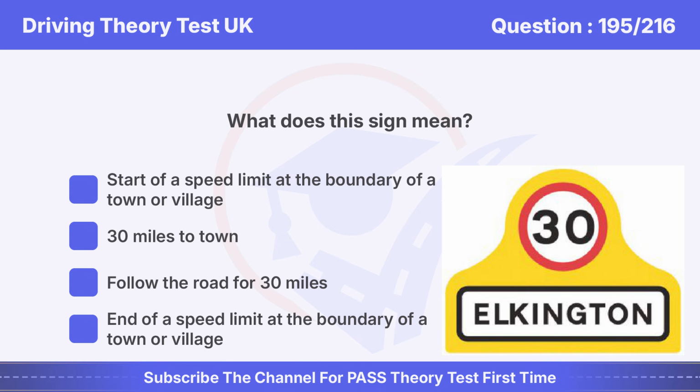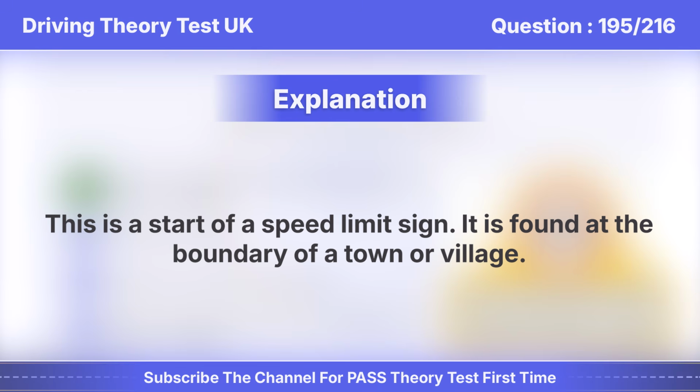Question 195. What does this sign mean? Answer is A. Start of a speed limit at the boundary of a town or village. This is a start of a speed limit sign. It is found at the boundary of a town or village.